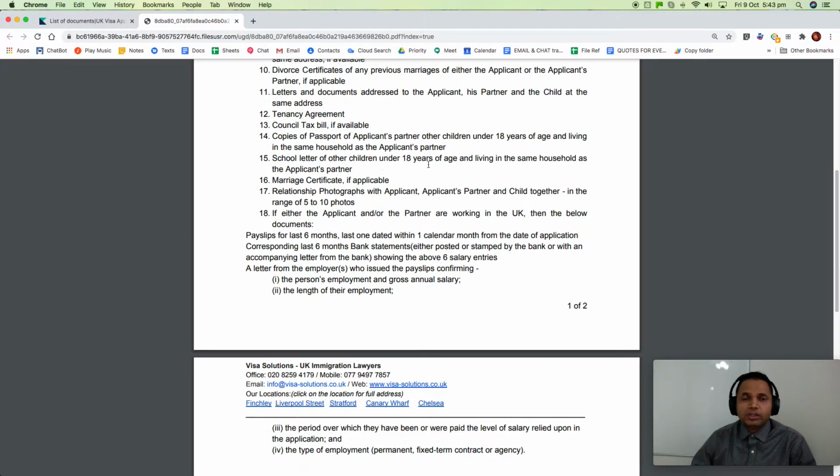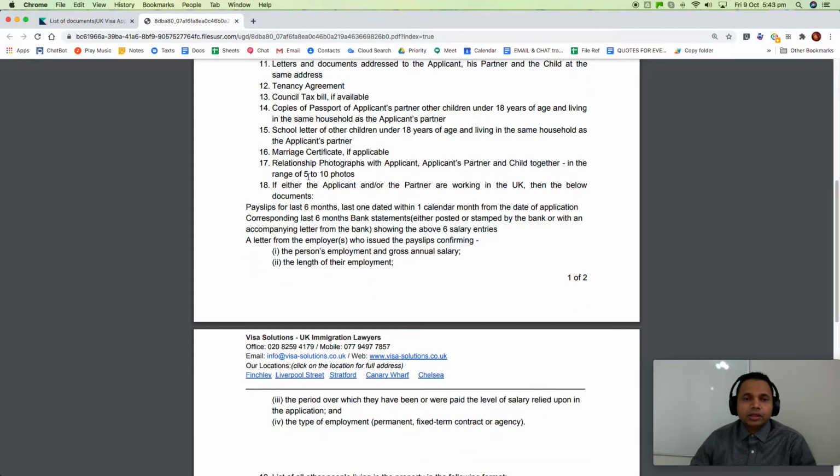School letter of the other children, even if you have other children going to school. That helps to prove that the whole family is living as a family unit, and that helps the case. Marriage certificate, if applicable. Relationship photographs, if there are any photographs of the child and the parents together, 5 to 10 would be fine.